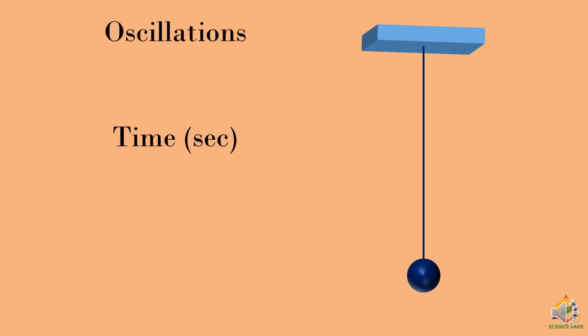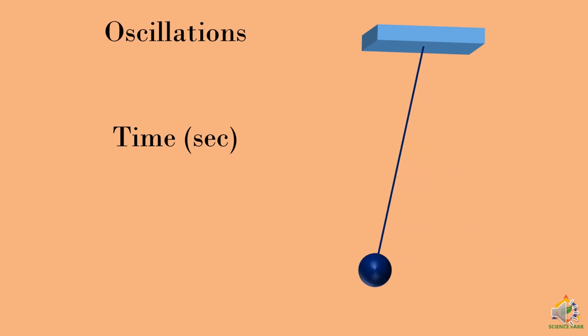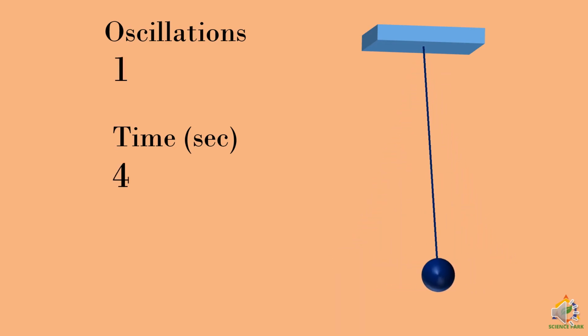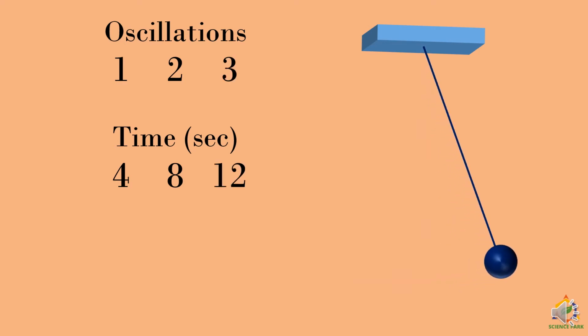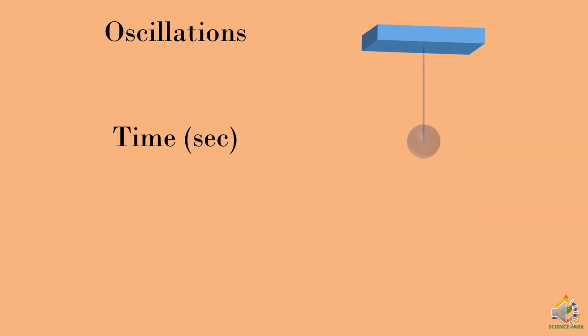Now we have another pendulum, and we will change the length of the string, or the length of the pendulum itself, to see whether or not it affects the time period. Here I have a pendulum. I'll start its oscillations and measure the time period. For 1 oscillation 4 seconds, for 2 oscillations 8 seconds, and for 3 oscillations 12 seconds. Now just remember that for 1 oscillation it took 4 seconds. Now I'll change the length of the pendulum. I'll decrease the length. Now see what happens to the time period.